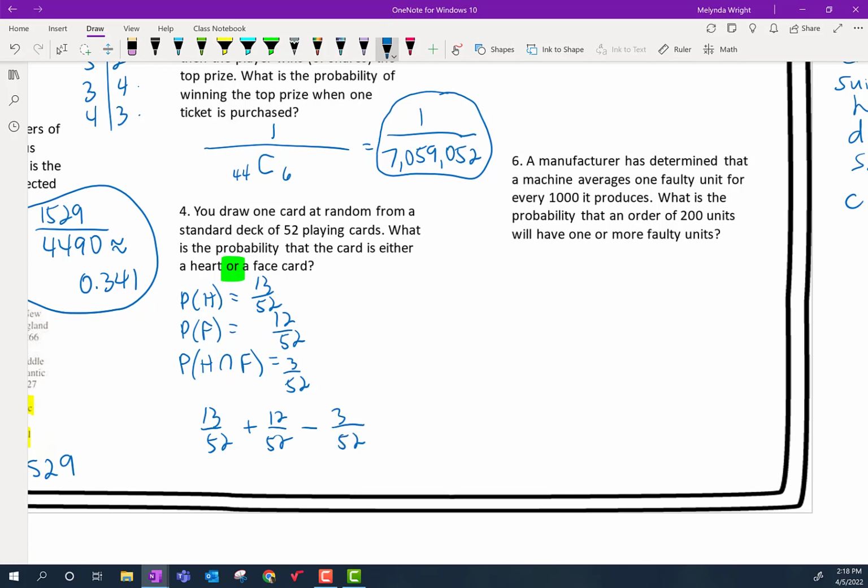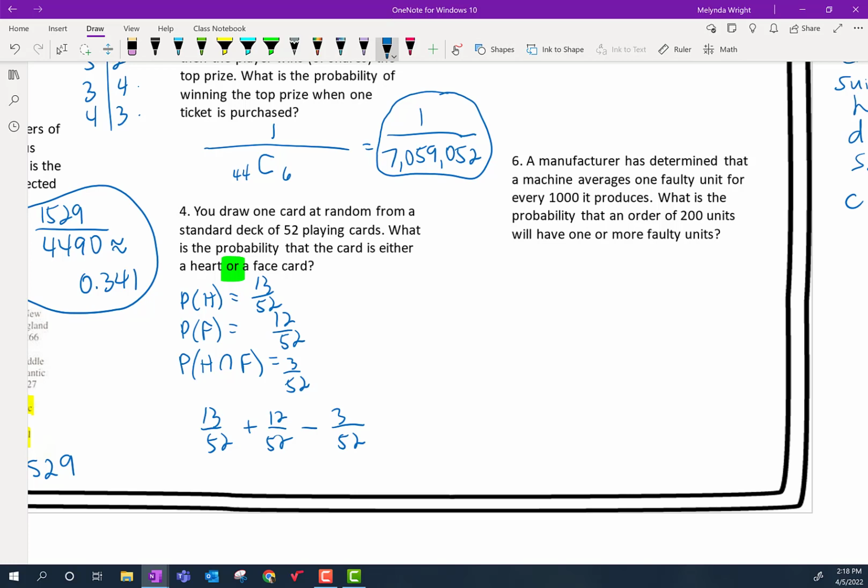that intersection. Why do you think we do that? Because the probability of hearts and the probability of face cards, those 3 cards are included in both of those, aren't they? They're included in both of those probabilities. So there's been a duplicate going on. So we've got to take that out. We've got to make an adjustment for it.